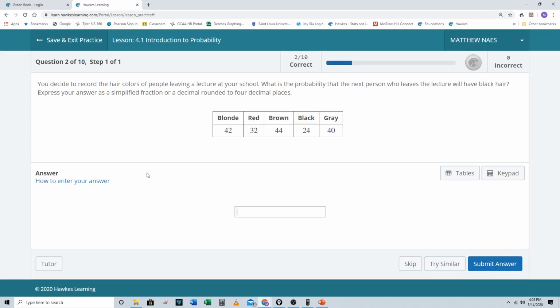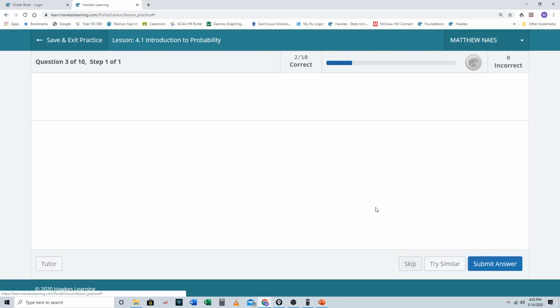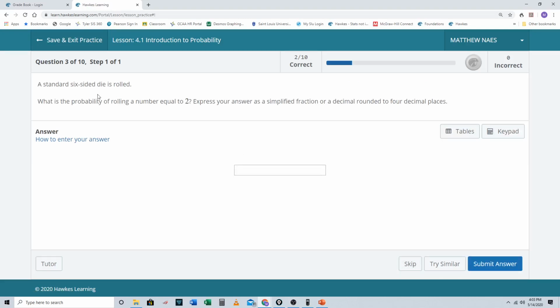All right, so this is the same question, just different numbers. So again, we did it already. Okay, a standard 6-sided die roll: what is the probability of rolling a number equal to 2? All right, so a standard 6, so only 6 outcomes. That's my denominator, 6. And how many are just the number 2? Only 1 outcome, that is number 2.